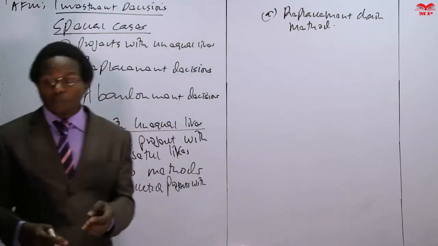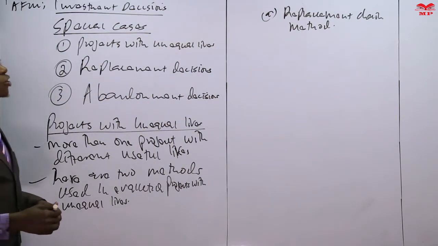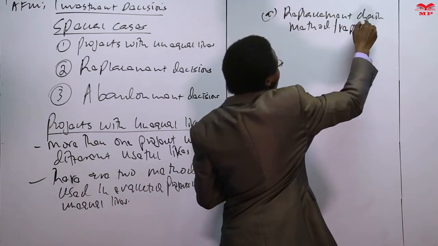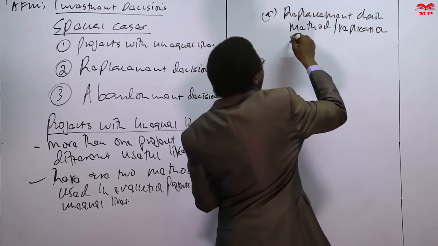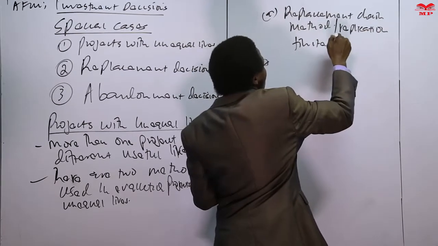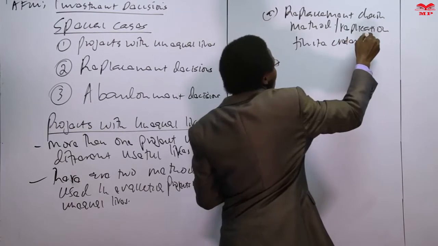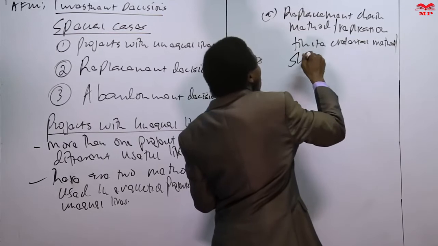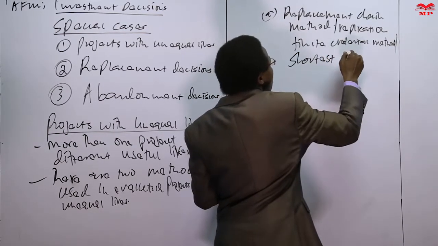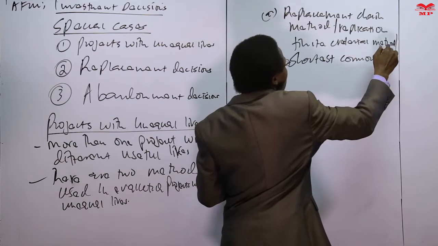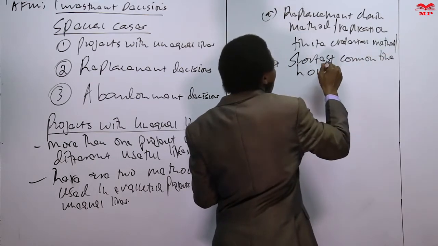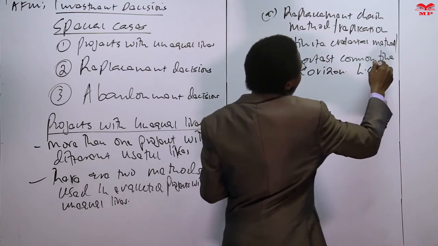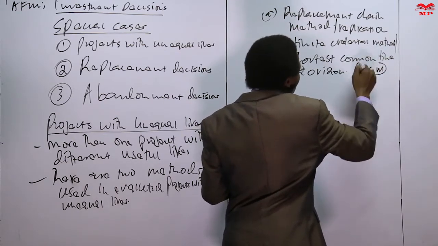Sometimes we call it the replication criteria, the replication finite criteria method, or we can call it shortest common time horizon, or we just use the least common multiple method, LCM, something like that.